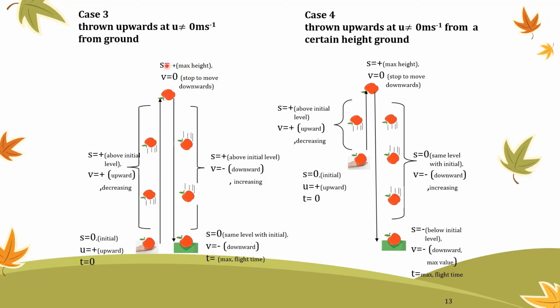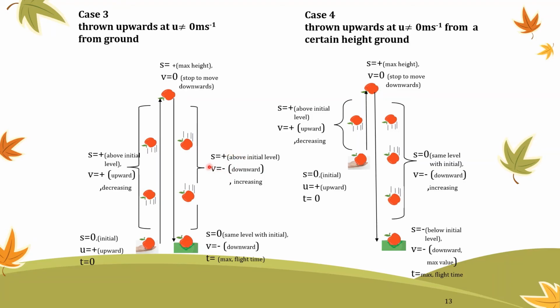The displacement here is maximum and positive. Why? Because it is above the initial level. But here v equals 0, because at maximum height the apple will stop and move downward. As the apple moves downward, the magnitude of s will decrease, but it will still be a positive value. Why? It is still above the initial level.